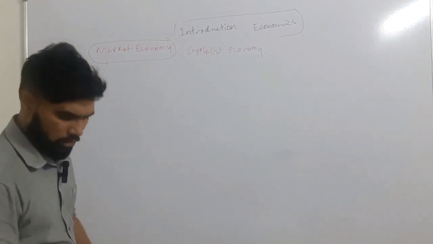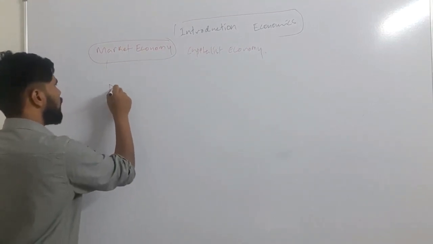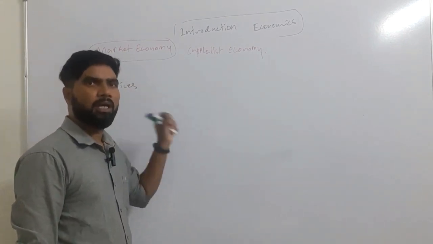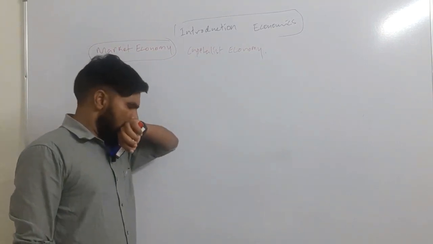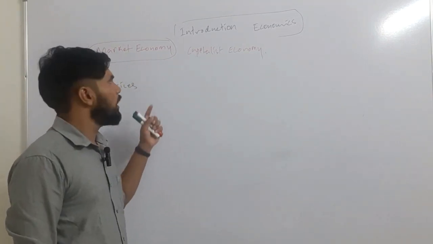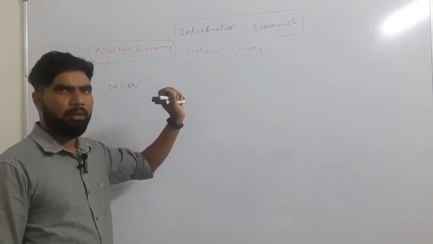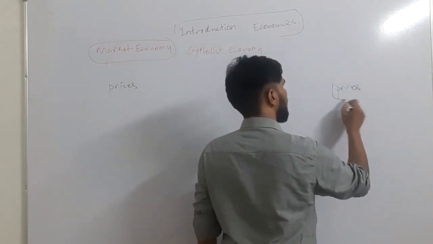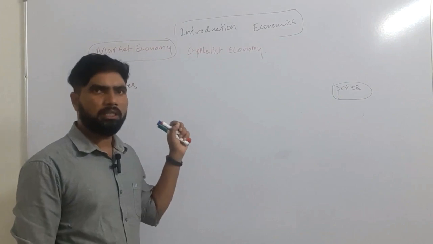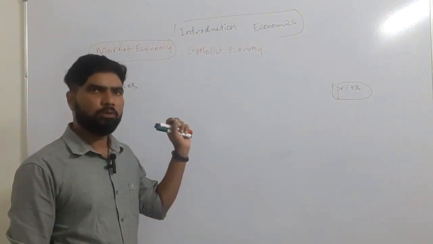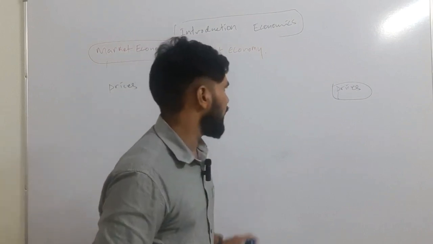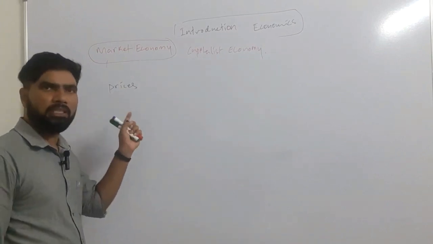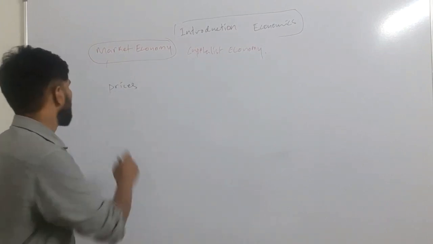The prices for goods and services will be decided by the market forces, which means private players, the owners, will decide the prices. In the command economy, I forgot to mention one point. There also, prices were decided by the central authority, that is the state or the government. Here the prices will be left to market forces. Based on demand and supply, the private enterprises will decide the prices of the goods and services.